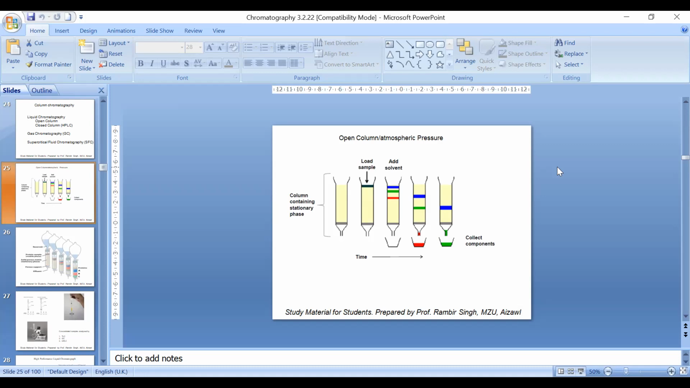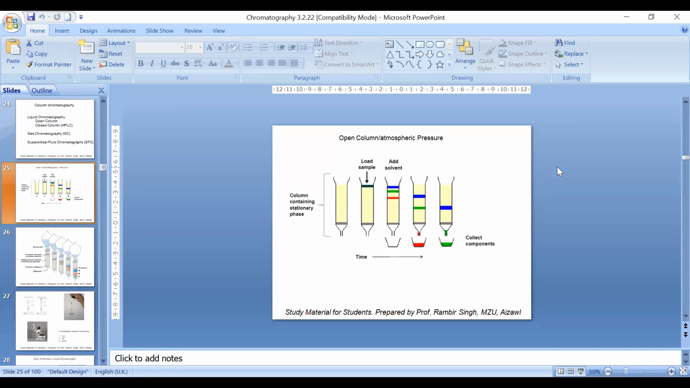And you'll be surprised to know that in an HPLC column, the size of the particle is around 5 micrometer. So you can imagine how much size we have reduced. And maybe around 1 lakh or 10 lakh, or 1 crore retention sites we have generated.